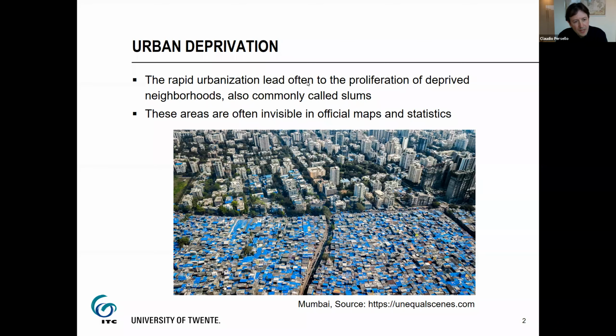So in this context, Earth observation allows us to map and to monitor these areas. And this can give us a more realistic view of the urbanization processes that are taking place. And this often reveals the large socio-economic inequalities.